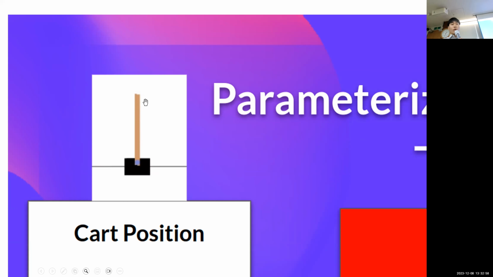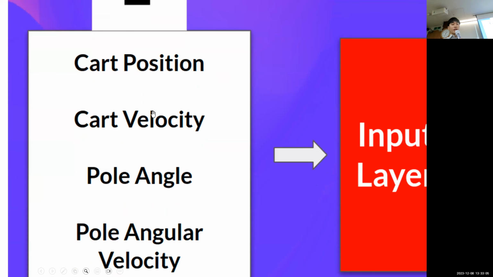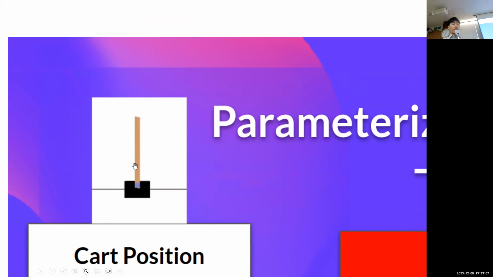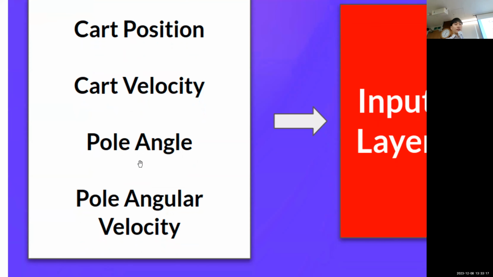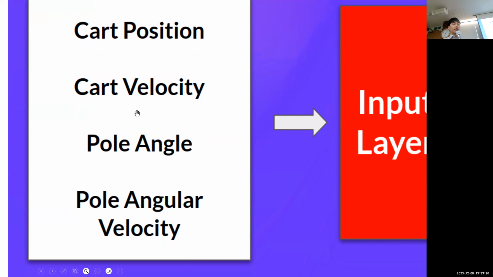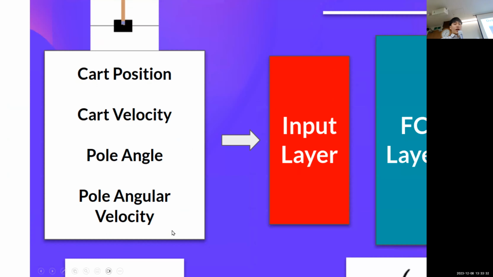Also, this pole has an angular velocity, and the angle detected from this upright position. So the sensor information, the state information we have for this problem, usually we have these four data types: position, velocity, angle, and angular velocity.